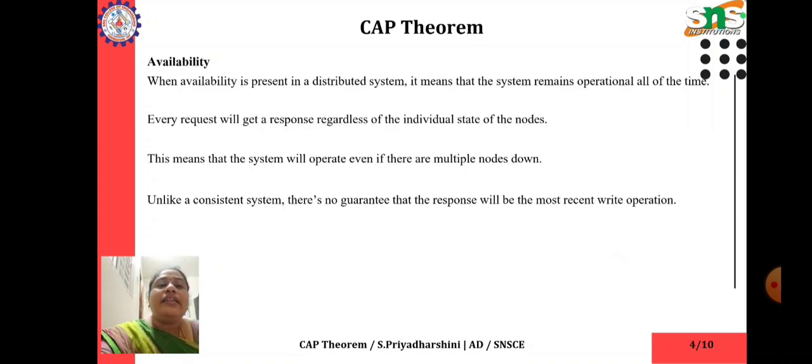Availability. When availability is present in a distributed system, it means that the system must be operational all the time, that is 24/7. Every request will get a response regardless of the individual state of the nodes. This means the system will continue to operate even if multiple nodes are down. Unlike a consistent system, there is no guarantee that the response will reflect the most recent write operation.